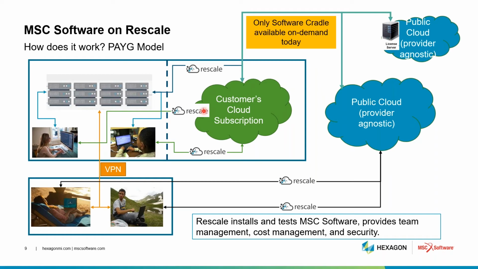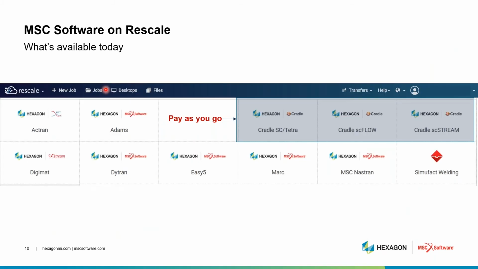Next, we have the pay-as-you-go license format. In this one, Rescale has installed the software on their site itself, and you pay as you use. Only Software Cradle is available on demand today. It's similar to bring your own license, but all other software is available as bring your own license, and just Software Cradle is pay-as-you-go.